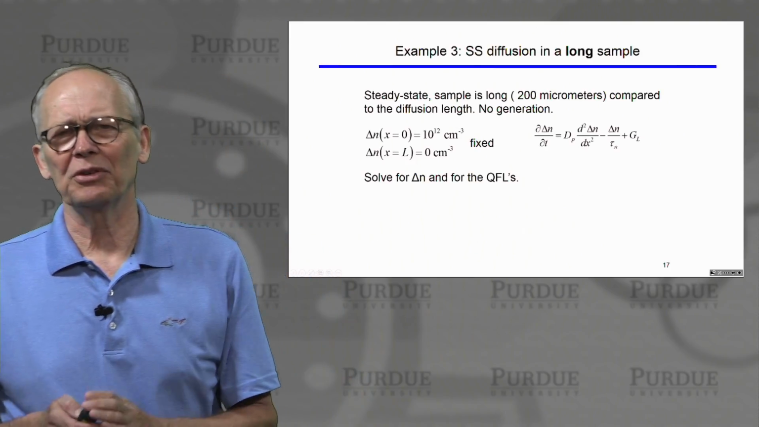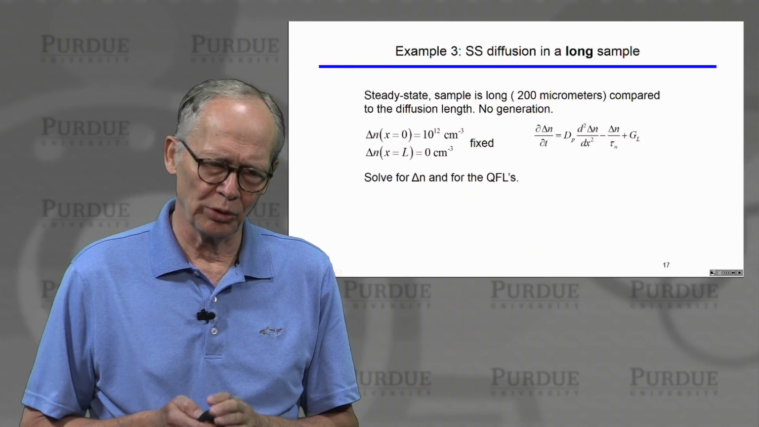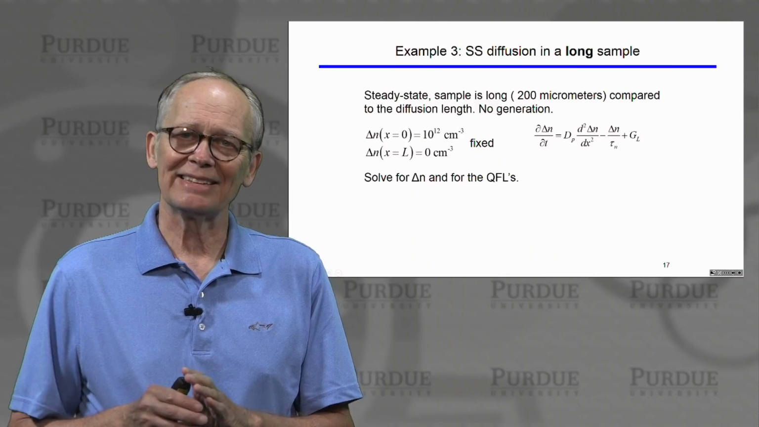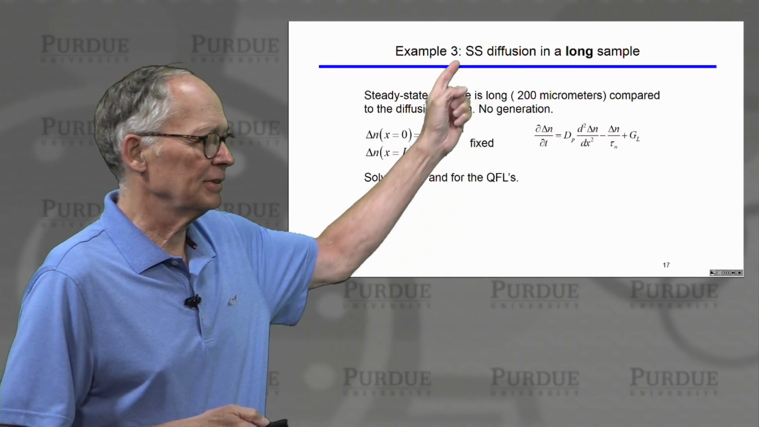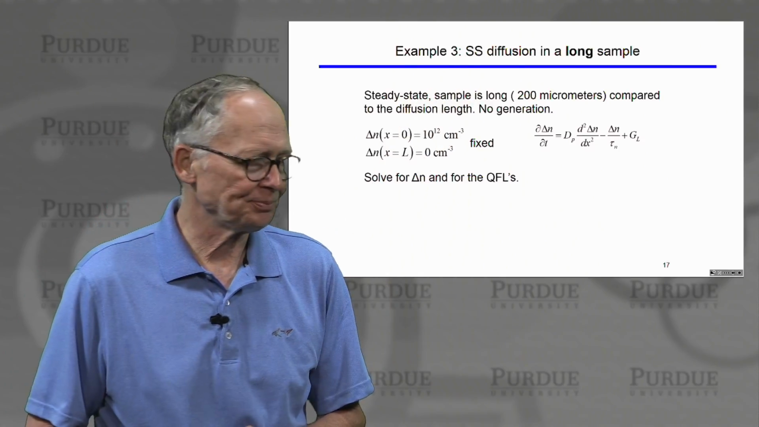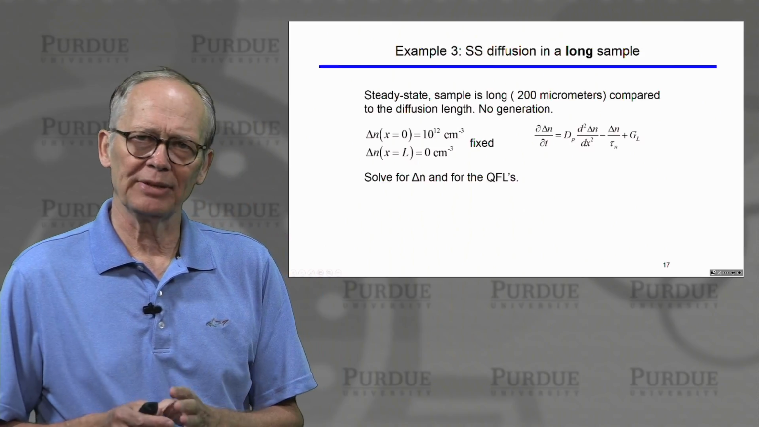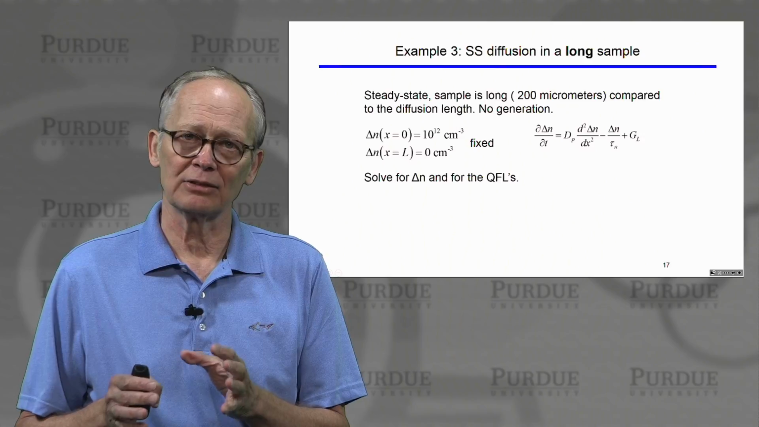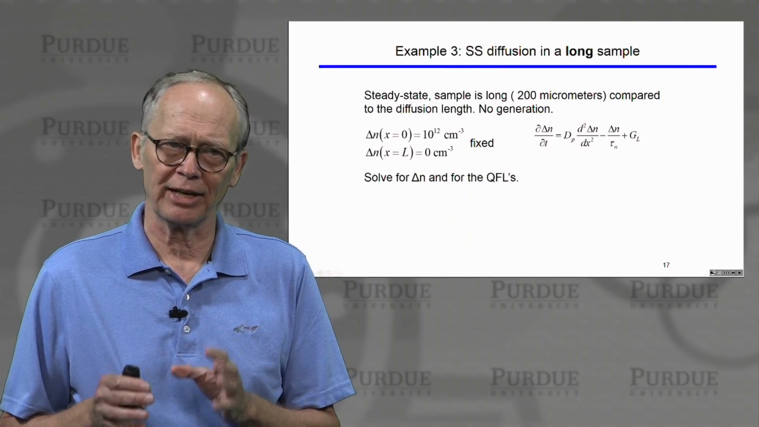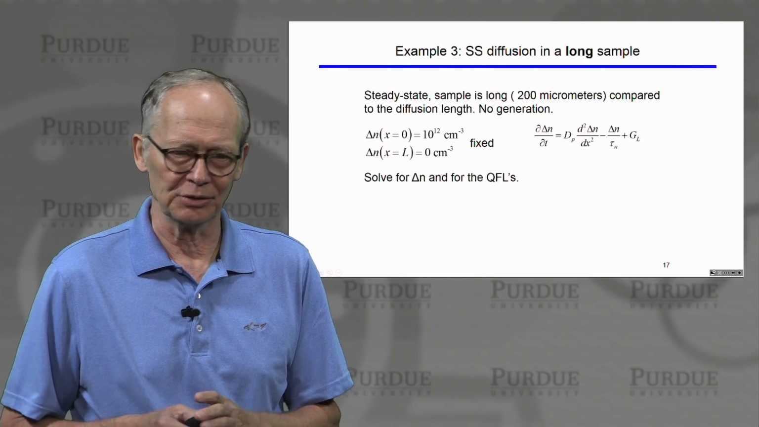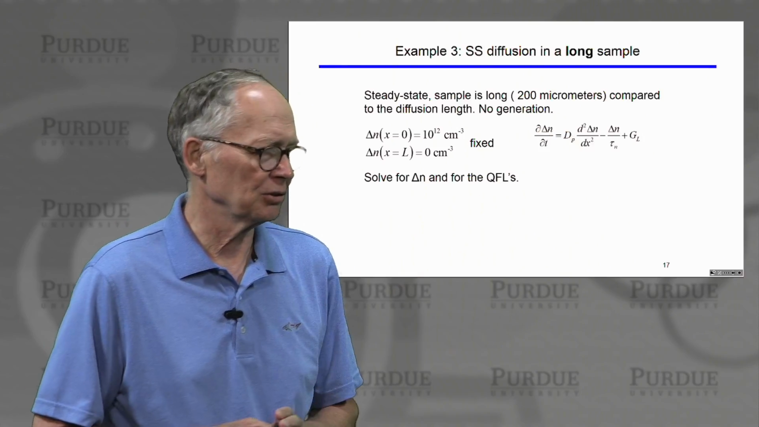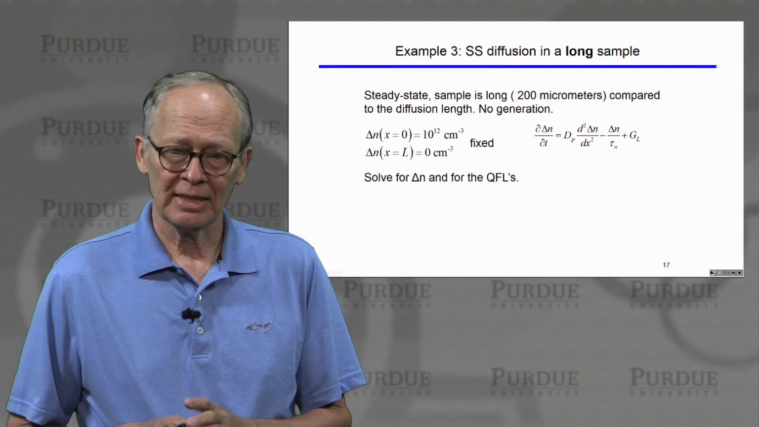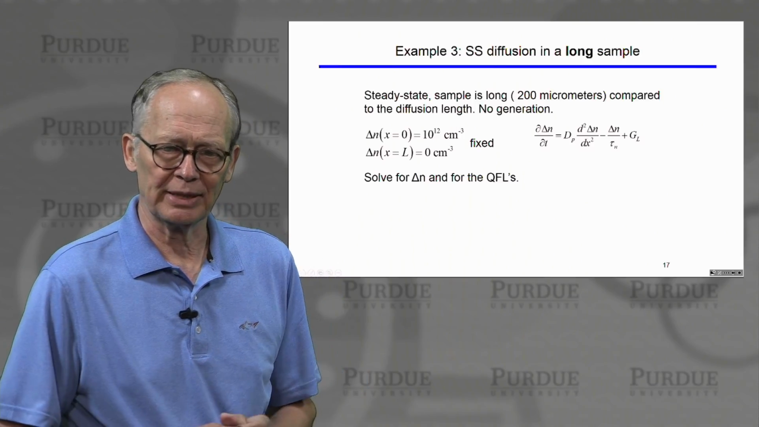All right, let's do actually three, I believe, more examples, because these are important examples also. This will be a steady state problem. Well, steady state, no time dependence. It'll be a sample that is very long. And as you'll see, what I mean by long is long compared to this minority carrier diffusion length that we introduced. We'll assume it's 200 micrometers long. There will be no optical generation in this problem. And we will specify two boundary conditions.